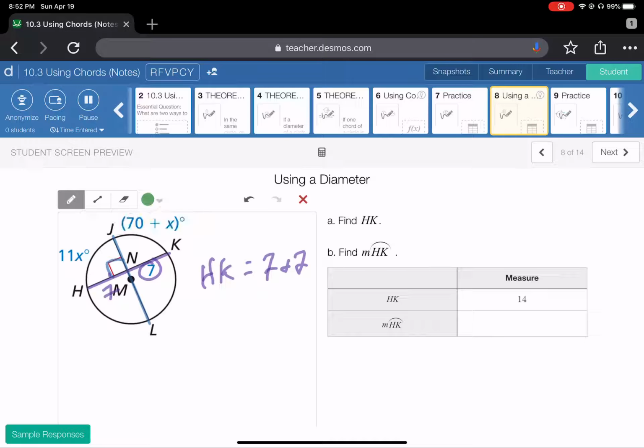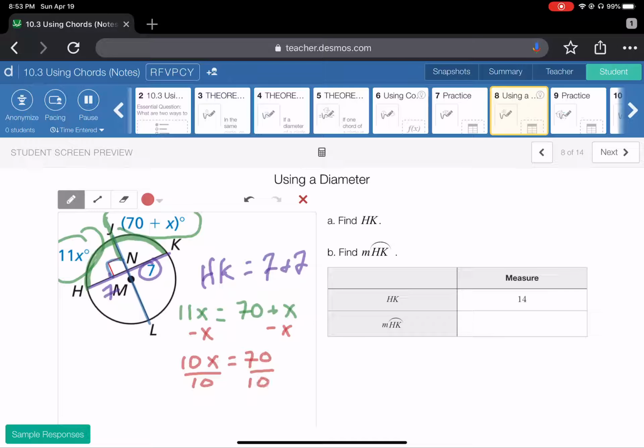All right, next up, we're looking for the measure of the arc HK. The quickest way from H to K would be this. So we want the measure of arc HK. Because the diameter is bisecting, this side over here is the same as this side over here. So I can set that as an equation: 11x is the same as 70 plus x. If I solve this equation, it's going to give me 10x is equal to 70, divided by 10, and x is equal to 7.